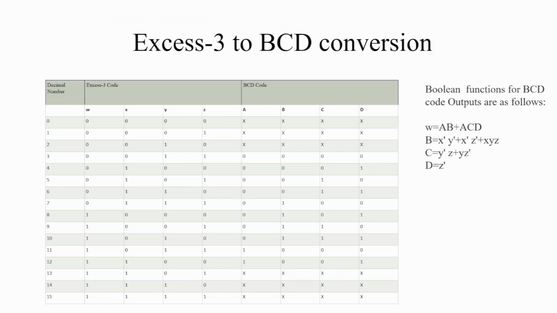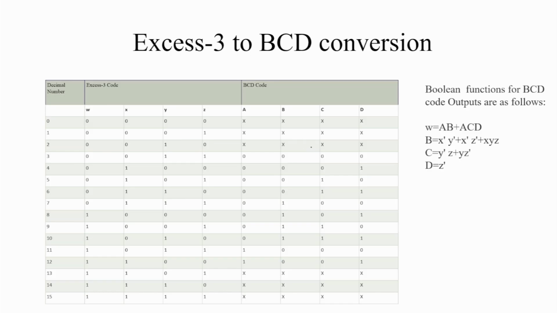Next one is the vice versa condition, means suppose the XS3 code is given, then how we convert it into a BCD code. Here simply write a decimal number and XS3 code. Suppose the XS3 code values are 0, 0, 0, 0, all the bits are 0, then we do not know the corresponding BCD code. When the bit values of XS3 code are 0, 0, 0, 1, we do not know, means all are don't care conditions. Similarly 0, 0, 1, 0, we do not know the BCD code.